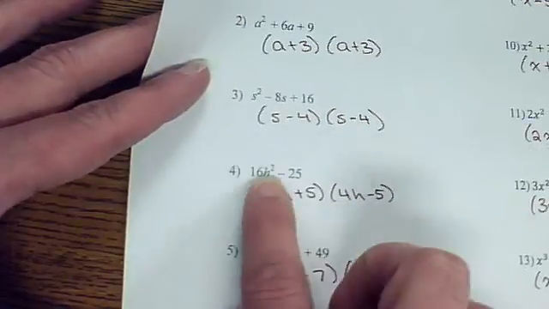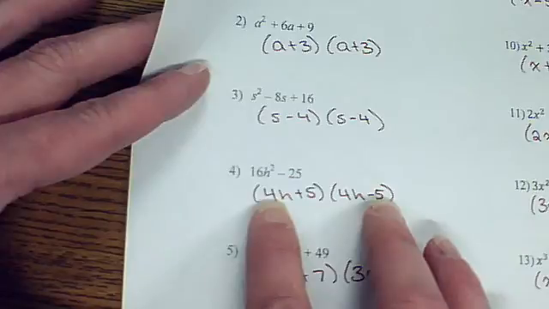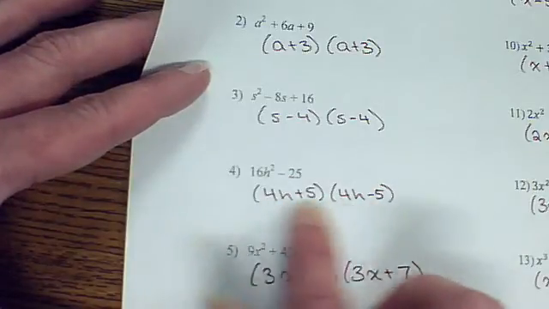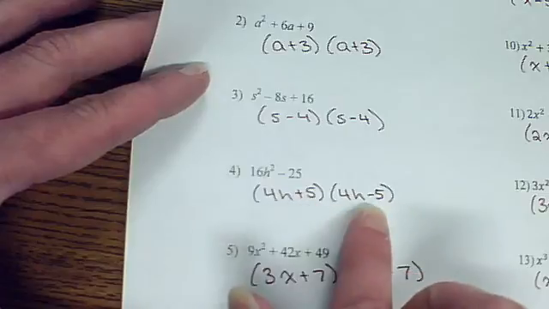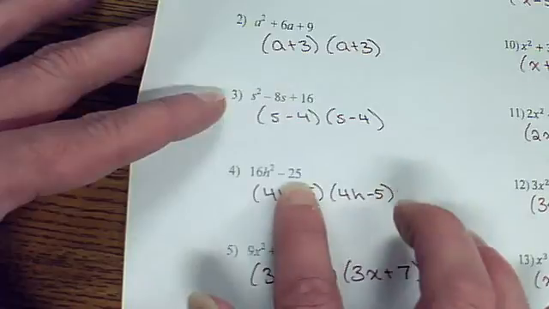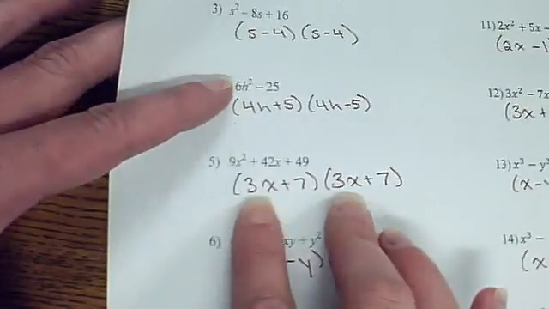4h times 4h is 16h squared. Negative 20h plus 20h goes away. These are what we call those conjugates, where it's the sum and difference. The middle terms are always going to cancel out. 5 times negative 5 is going to give me negative 25. Perfect.